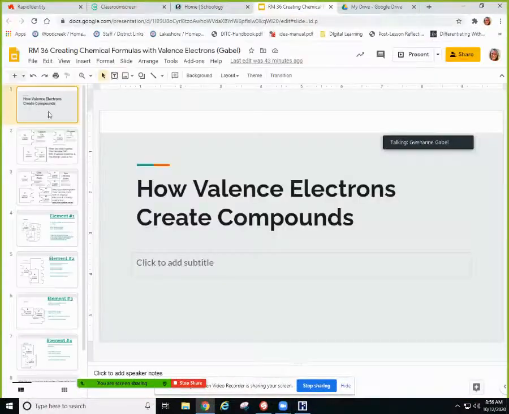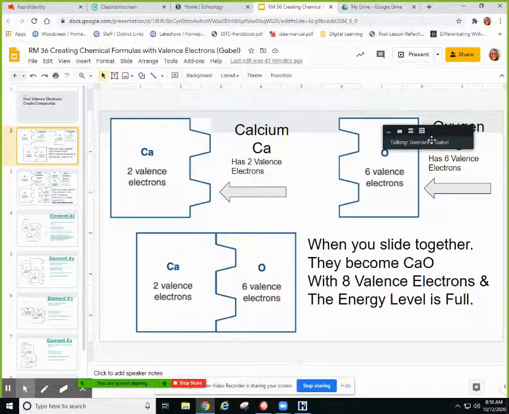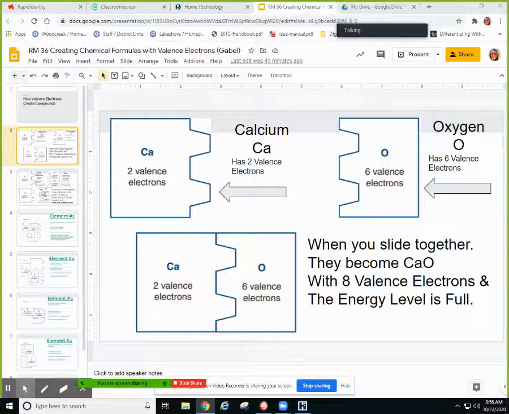I'm going to move on here. How valence electrons create compounds. So this is basically what we just did. Calcium has 2, oxygen has 6. When you put them together, they become calcium oxide, CaO, with 8 valence electrons, creating a full energy level. Okay?